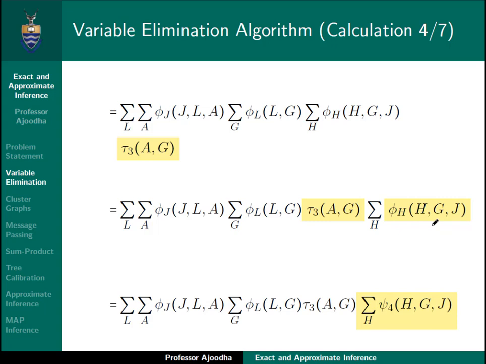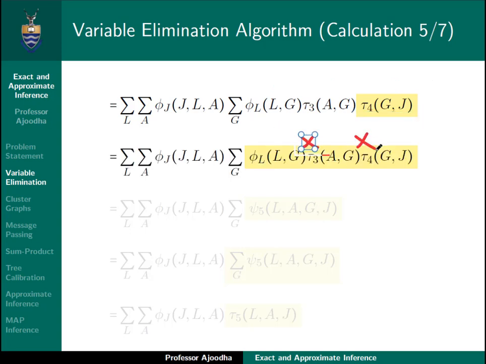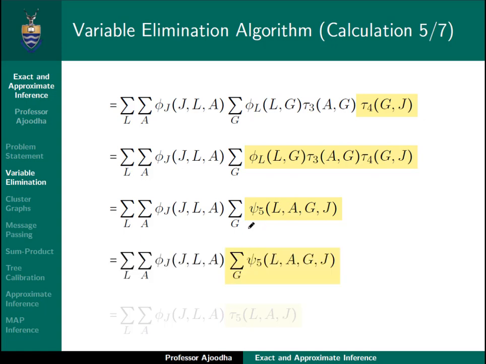We sum out H and we end up with this, which gives us another tau. We check the scopes. This is a G, this is a G, this is a G, so we can continue. You then multiply all of these factors together and you end up with this guy. You sum out over G, you end up with this. You sum out G. Okay, I might have forgotten to do that. It's fine. Oh, yeah, it is. Okay, so we sum out G, we end up with tau 5.